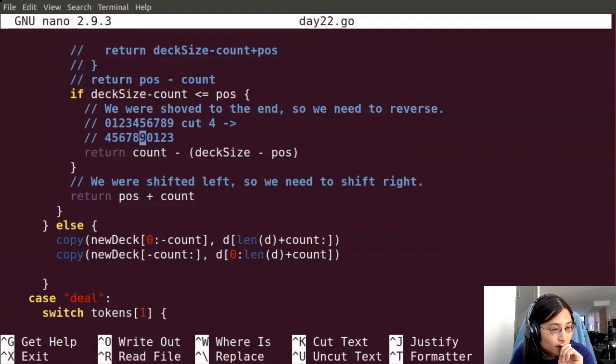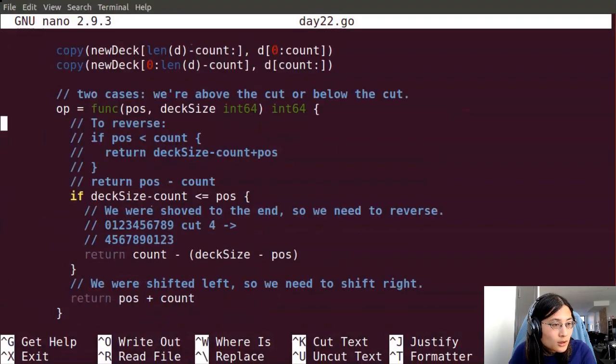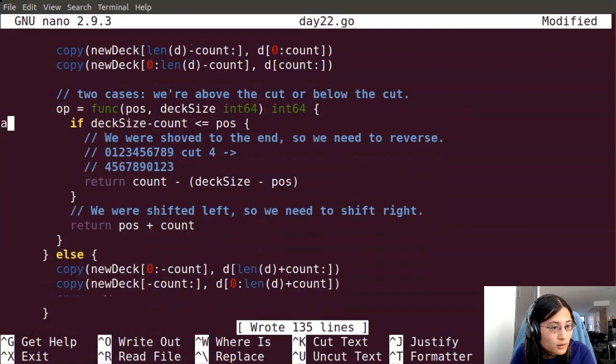And then in this case here, just to boundary check that, it's going to be in position 5 at deck size minus count, so 10 minus 4 is 6. This is position 5. Yep, that's correct. Okay. Lovely.